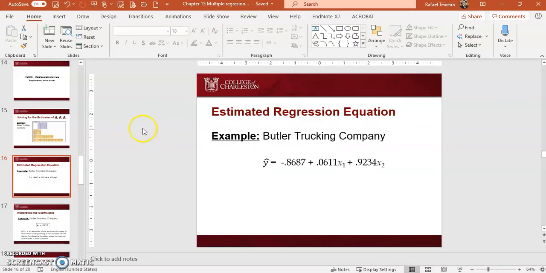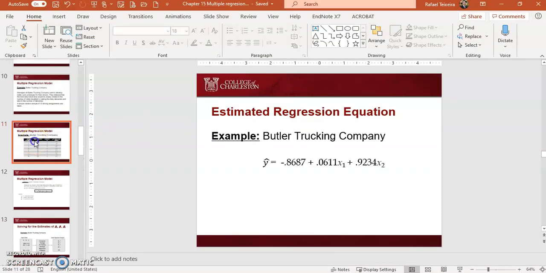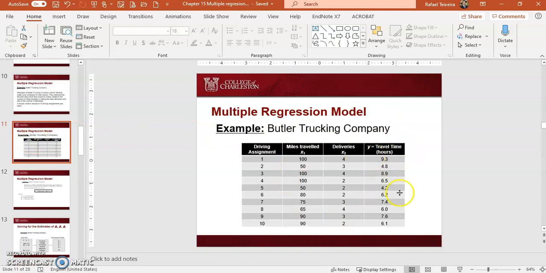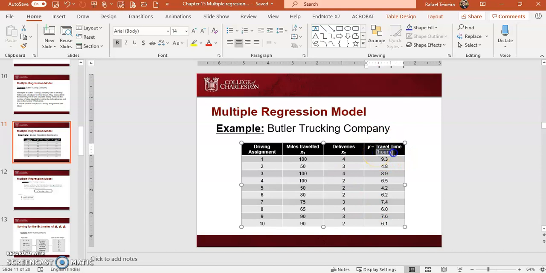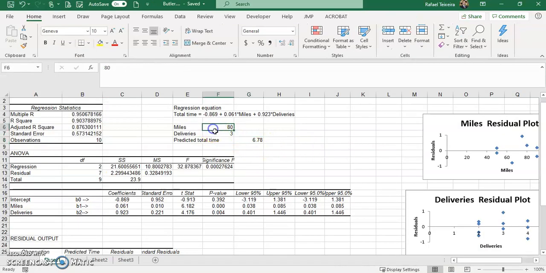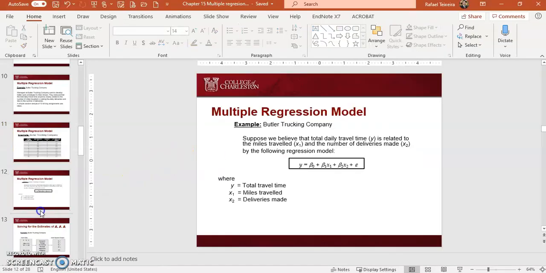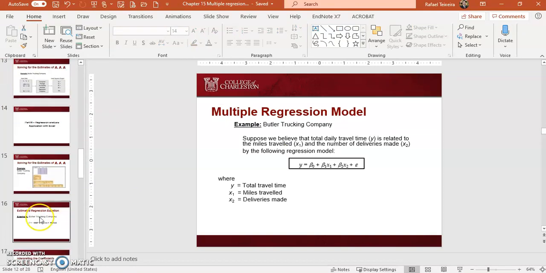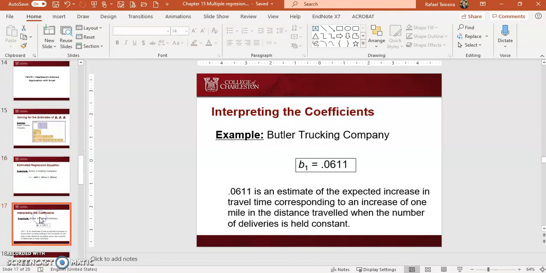How do I know that it is hours? Because if I go back here, my data set is established as hours. So I know that if I give an assignment to a truck driver and the assignment has 80 miles and 3 deliveries, the predicted total time is going to be 6.78 hours, considering these coefficients. This is how you use this information to predict what's going to happen in the future based on information that you have in the past.